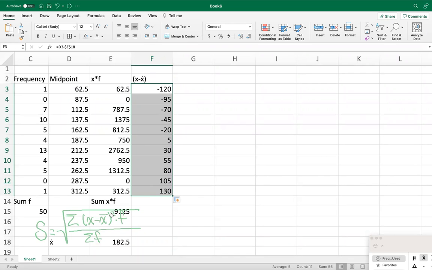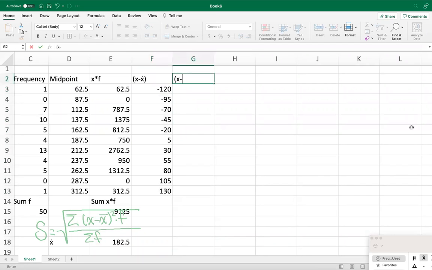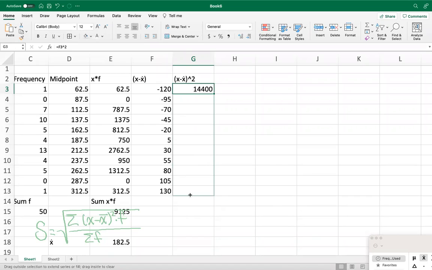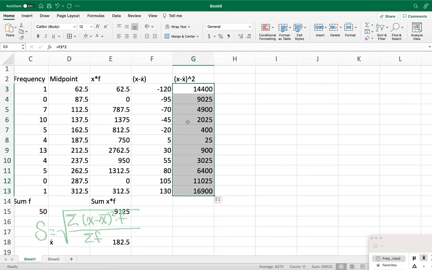Next thing we're going to do is square these values, and after that, multiply by the frequency. So up here, we're going to label this as X minus X bar squared. And all we're doing here is squaring each of the values in the previous one. So this value raised to the power 2. And we're doing that to all of them. And it works out perfectly for us.